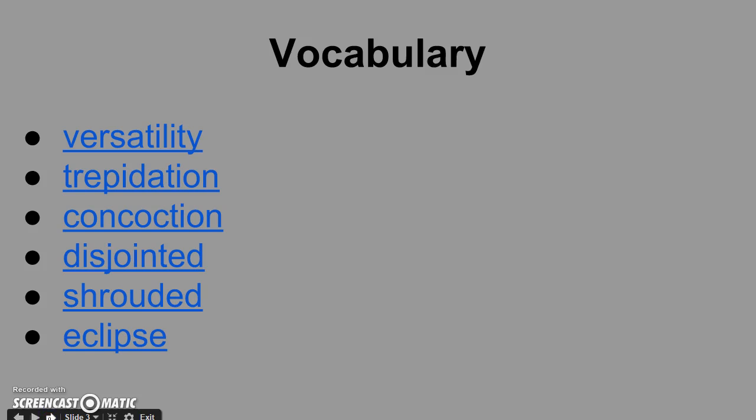We had some interesting vocabulary words. These are just some of them that we wrote down: versatility, trepidation, concoction, disjointed, shrouded, and eclipse. And all of these are links to the definition of those words, which for homework you were supposed to pick 2 of the words that we talked about in class. So you wrote those down in your vocabulary workbook.